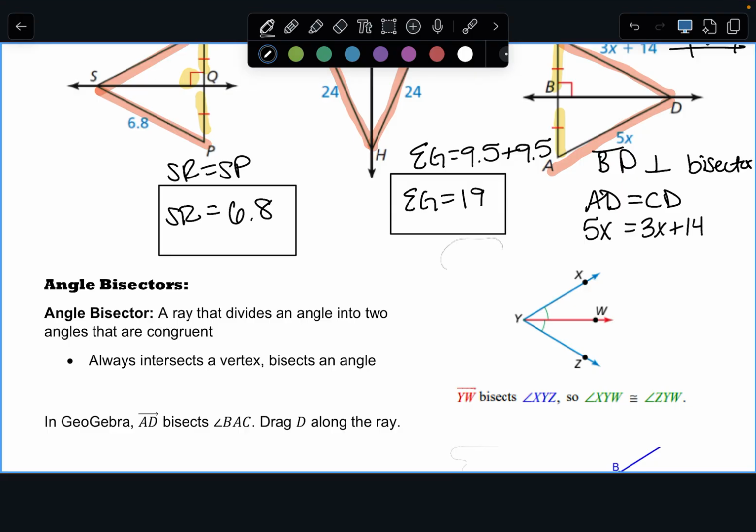Okay. How do I solve this for x? Charlie, how do I solve? First step. Well, I just subtracted 3x. Okay, I agree. So we get 2x is equal to 14.